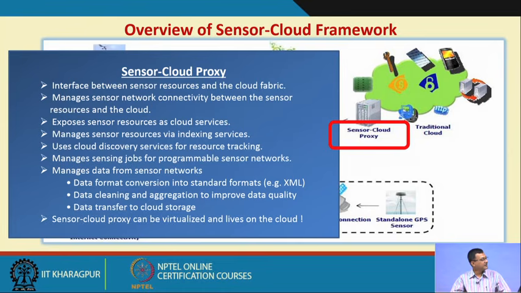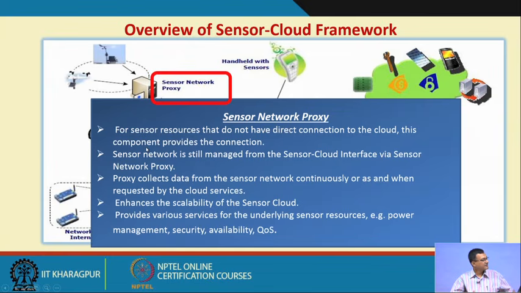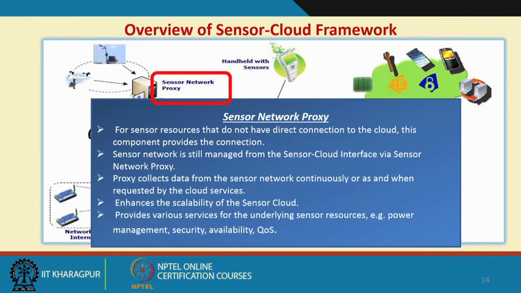It handles data format conversion using technologies like XML for interoperability, data cleaning and aggregating, data transfer to the cloud storage, and so on and so forth. The sensor network proxy acts as a proxy for sensor resources that do not have a direct connection to the cloud. It cannot be expected that all sensor networks will have that connection and be able to interface to the cloud. That is why we have a proxy by which it is connected to the cloud, right.